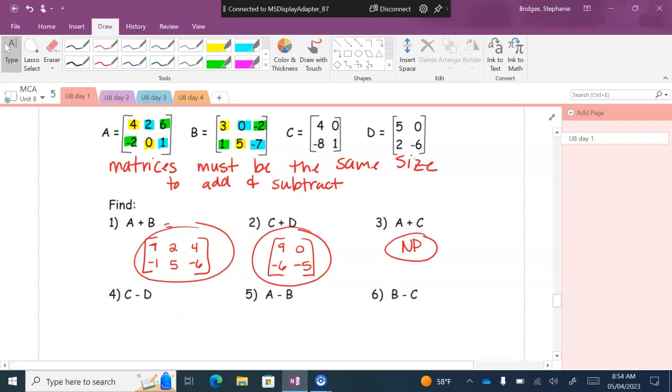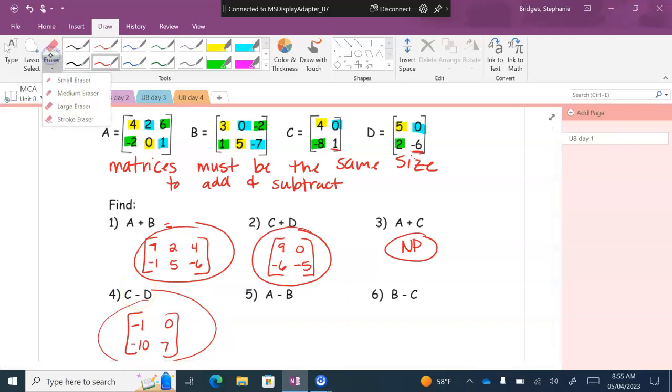Can we do C minus D? Yeah. All right, so let's see. 4 minus 5 gives me -1. Okay, we're doing this, just 4 minus 5. And then 0 minus 0 gives me 0. And -8 minus 2, what does that give me? -10. And then I'm going to do 1 minus a -6, which turns to 7. And so that's the result of C minus D.